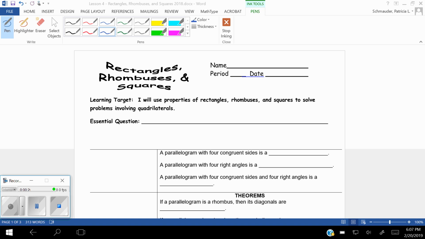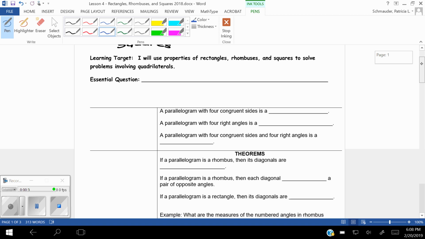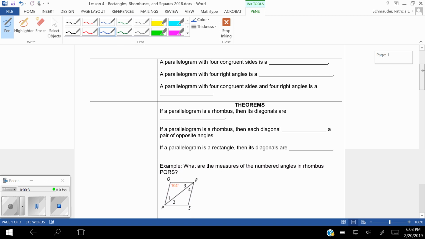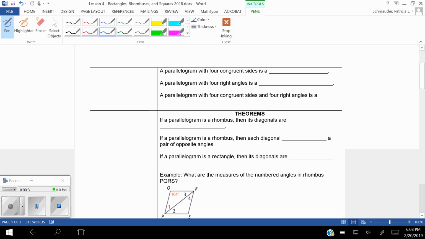It says, I will use properties of rectangles, rhombuses, and squares to solve problems involving quadrilaterals. And of course, we're probably going to have some theorems that are going to teach us what those properties are. So here we go. I'm going to start with some definitions.